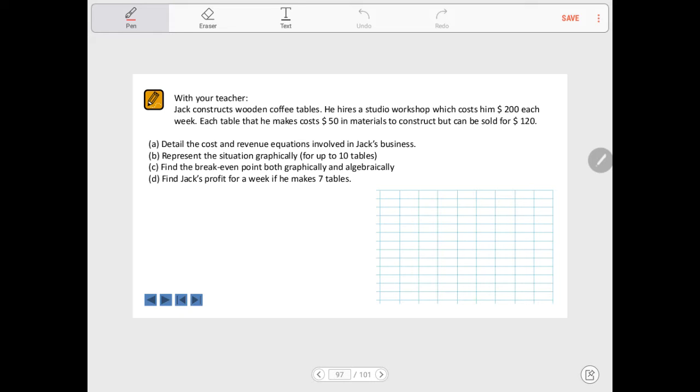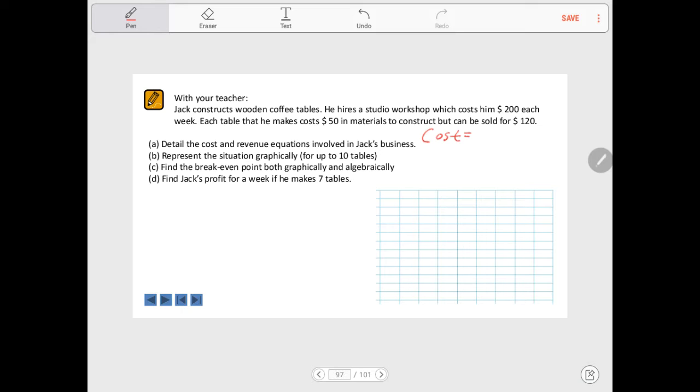So we've got Jack constructing wooden coffee tables. Okay. So if you read the information and then try to write down the cost and revenue equations, that's the first thing we need to do. Okay, so let's see the cost equation. Cost is usually associated with red colouring, so I'll use red text for that.